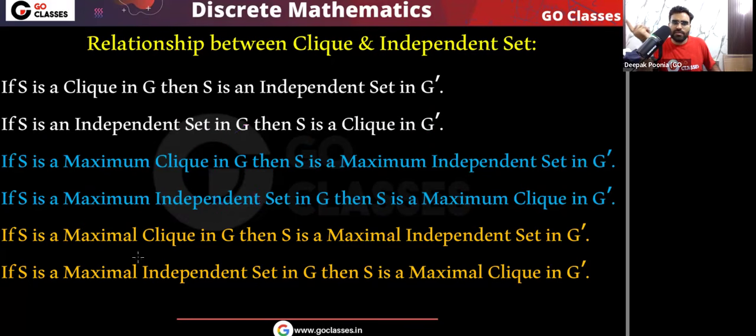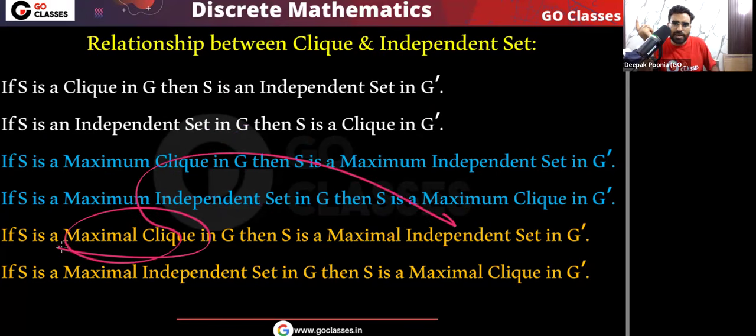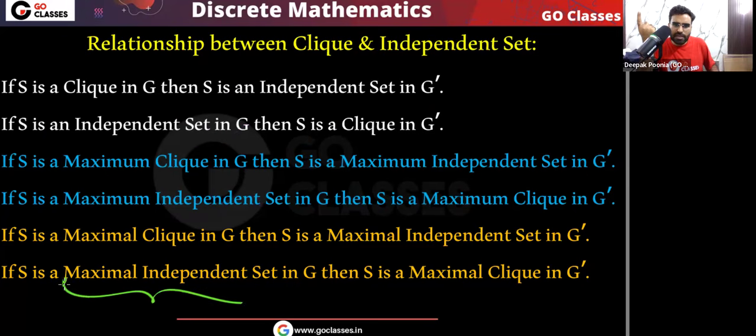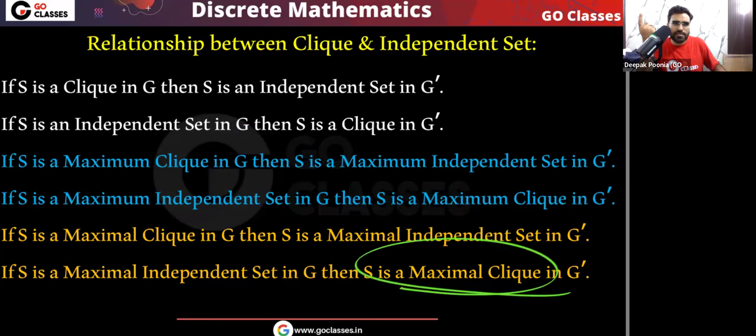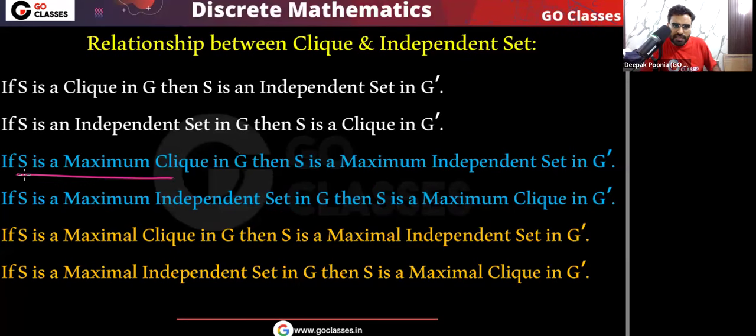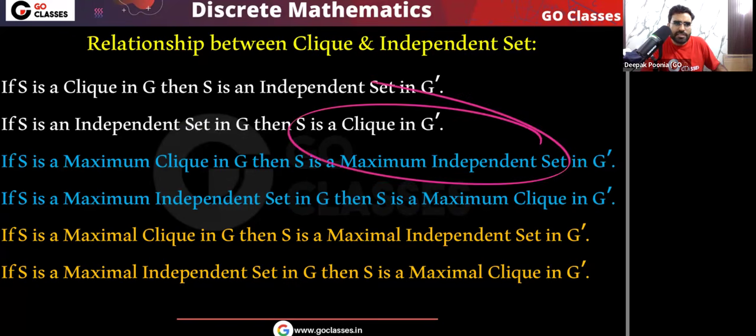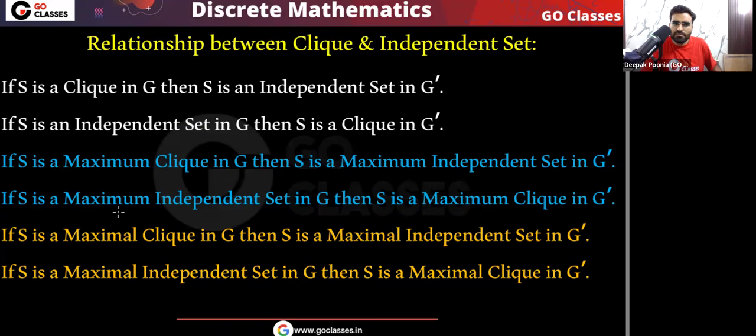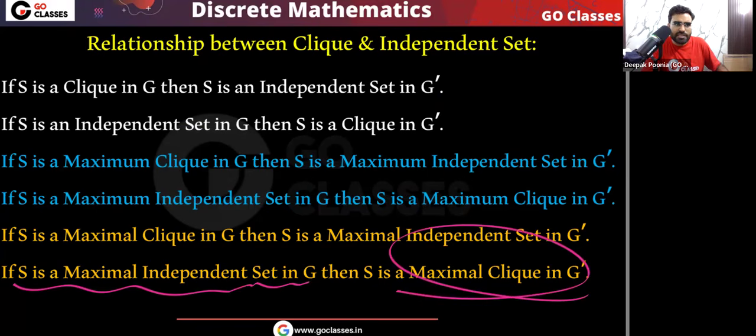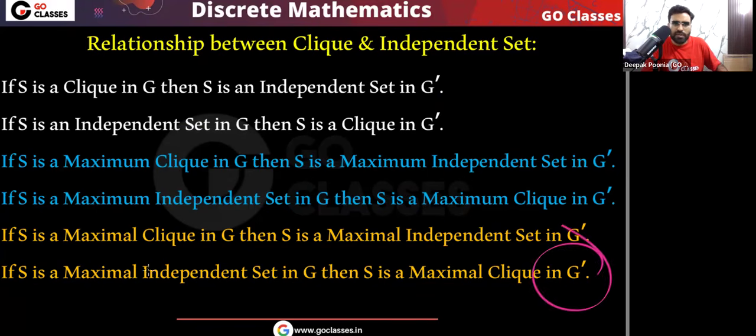When we complement the graph, maximal clique will become maximal independent set, and maximal independent set will become maximal clique. So if S is a maximum clique in G, then S will be a maximum independent set in G complement. Similarly, if S is a maximal independent set in G, then S will become a maximal clique in the G complement. Very simple. I hope you understood.